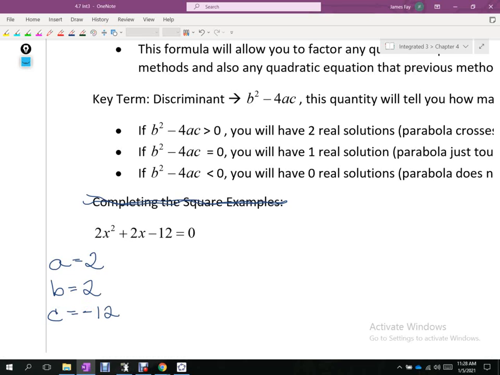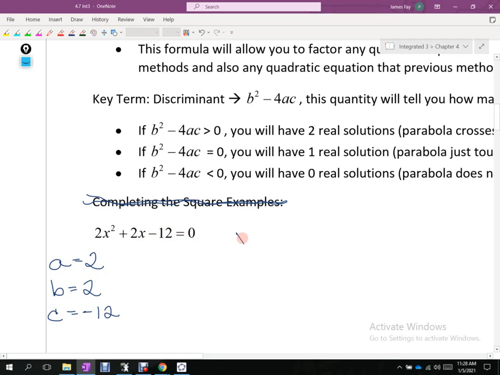One of the biggest issues is when we plug into our formula, when our a, b, or c are negative, people struggle with those. So just be careful. In addition, number one error, people will say c is just 12. They'll forget to take the negative with it. So you have to make sure that you do that.